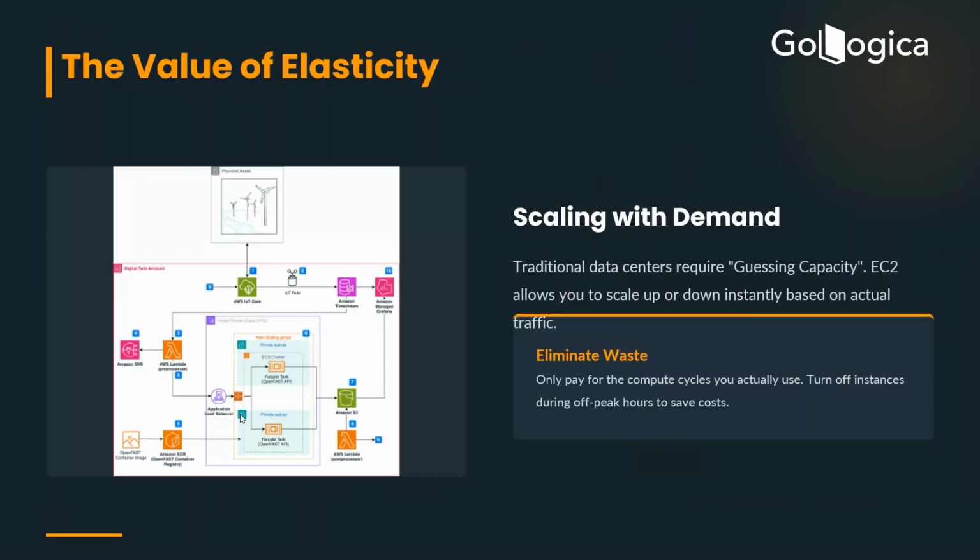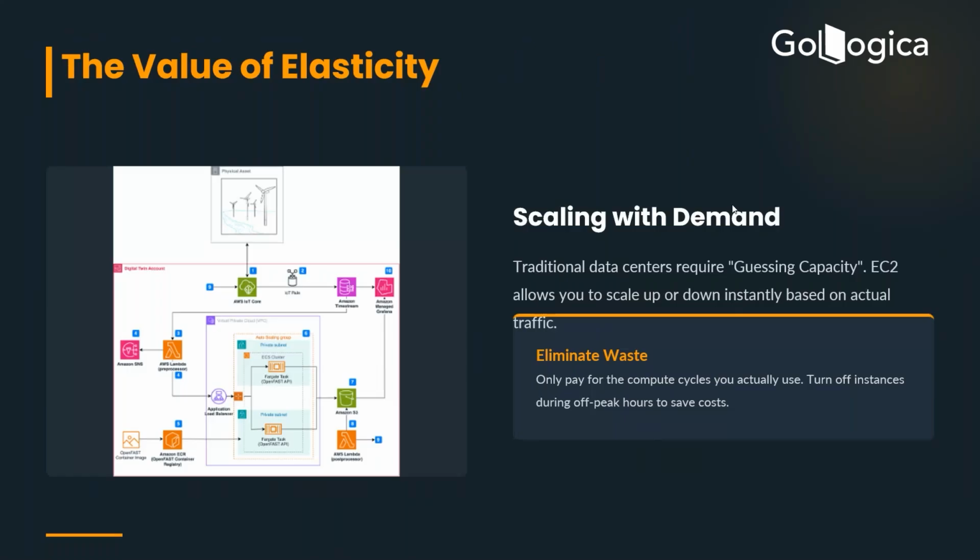So the value of elasticity is scaling with demand. Traditional data centers require guessing capacity, how much compute power we need. That many servers you will be installing in your data center. How many networking devices you need, again you need to guess what the capacity requirement will be. Based on that, you will try to predict, and then you will be ordering those physical devices in your data center.